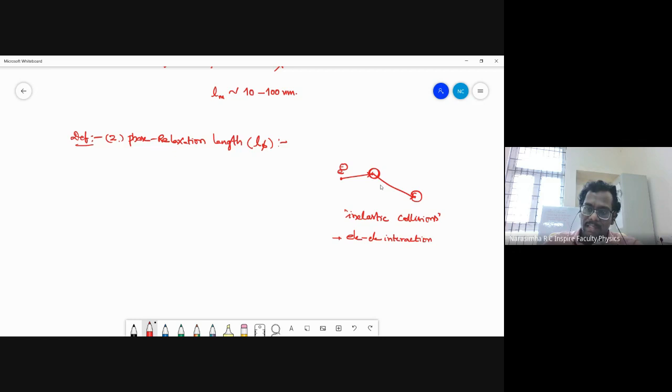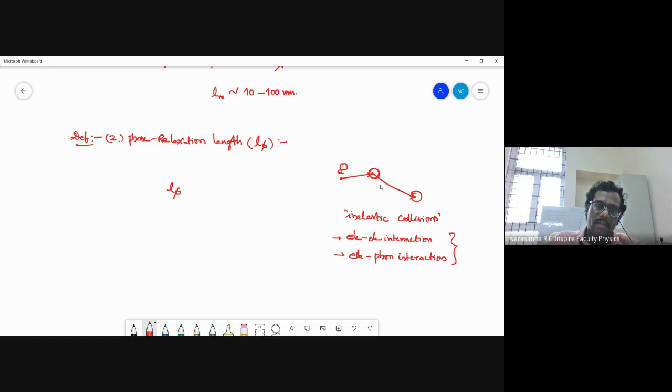And also electron-phonon interaction, basically the interaction between an electron and an ion, so a moving ion. These are the two examples of inelastic collisions in solids, very common examples. So what is the phase relaxation length? It's the average distance traveled by an electron between two successive inelastic collisions.